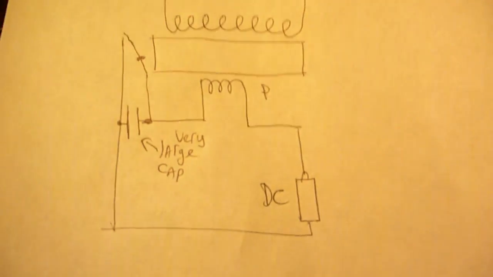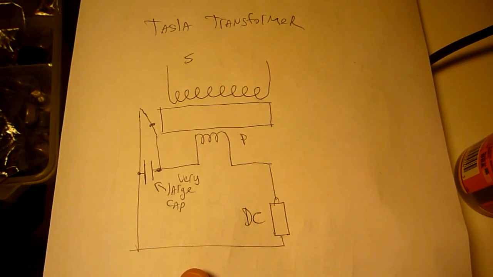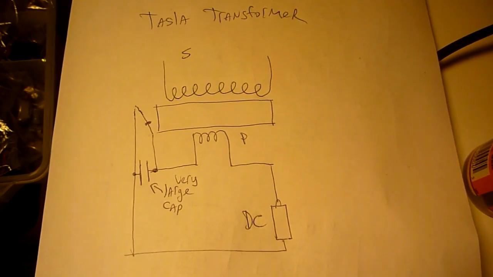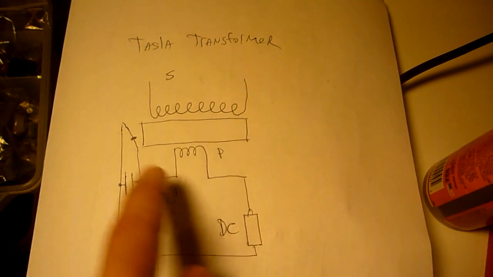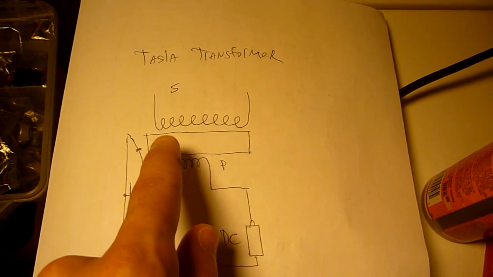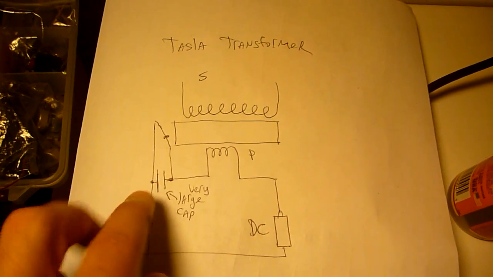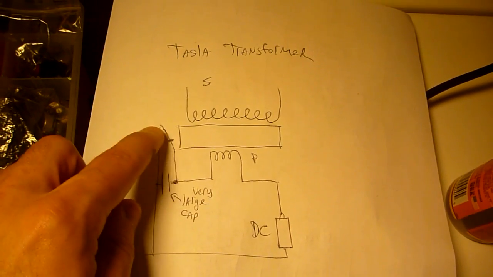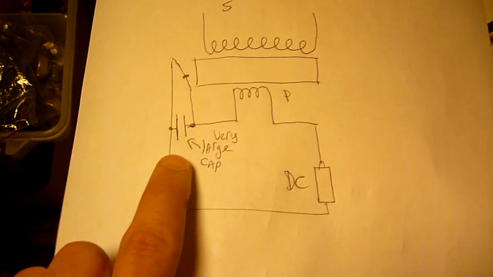And now I'm going to show you guys Tesla's magnifying transformer. So this is Tesla's transformer. This transformer will step up both voltage and amperage at the same time. So you have a DC power source going through your primary, and the secondary is thicker gauge wire, more winds, and you have an oscillating switch right here. And across the switch terminals you have a very large capacitor.